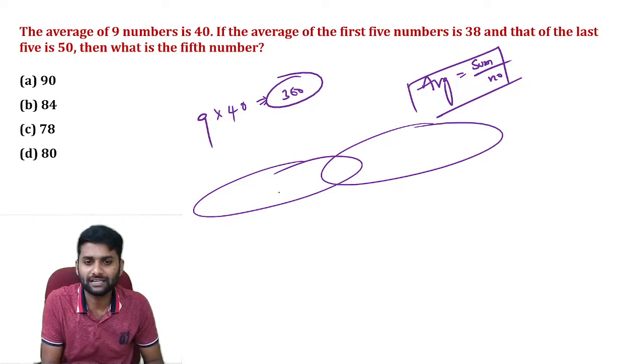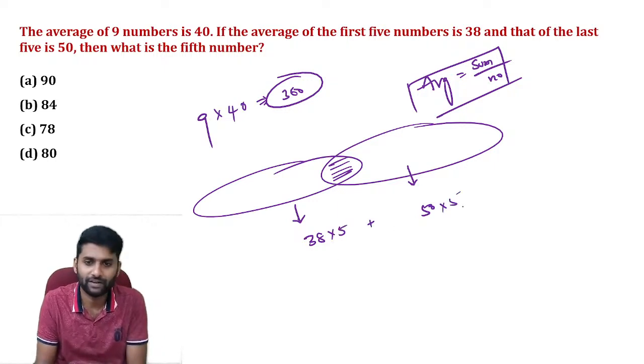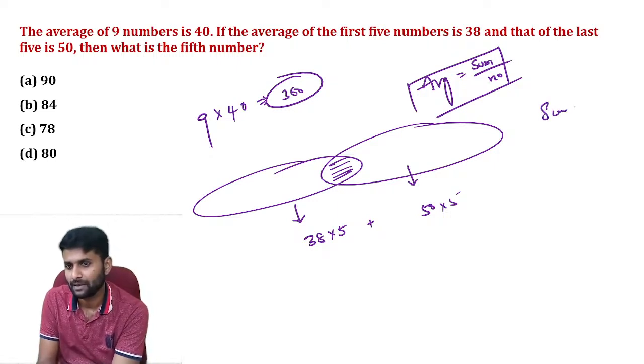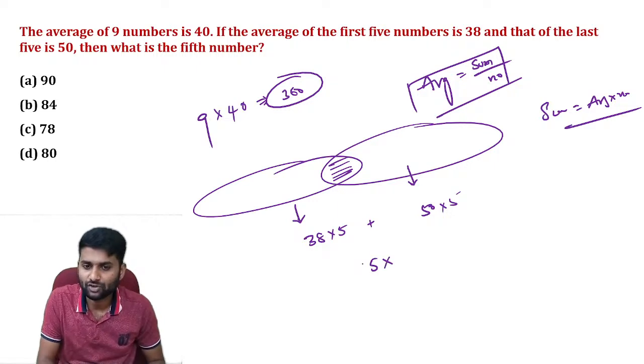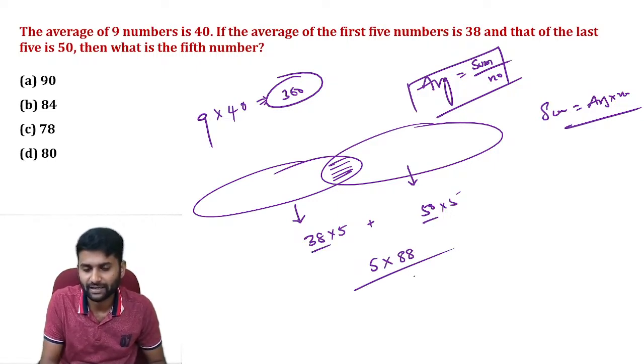Let's understand that here one number is common. The first five numbers average 38, and the next five numbers average 50. Now if you want the sum, 38 into 5 and 50 into 5. Why? Because the sum needs average into number, right? Now 5 is common. 38 plus 50 is exactly equal to 88. Now 88 into 5 is 440.